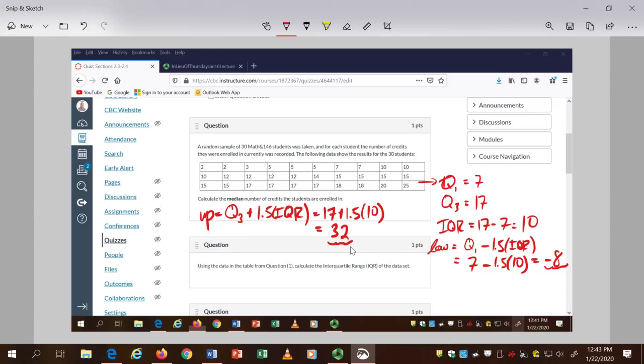But those are just formulas, right? So the IQR is always Q3 minus Q1, and then the lower bound is always Q1 minus 1.5 IQRs, and the upper bound is always Q3 plus 1.5 IQRs.